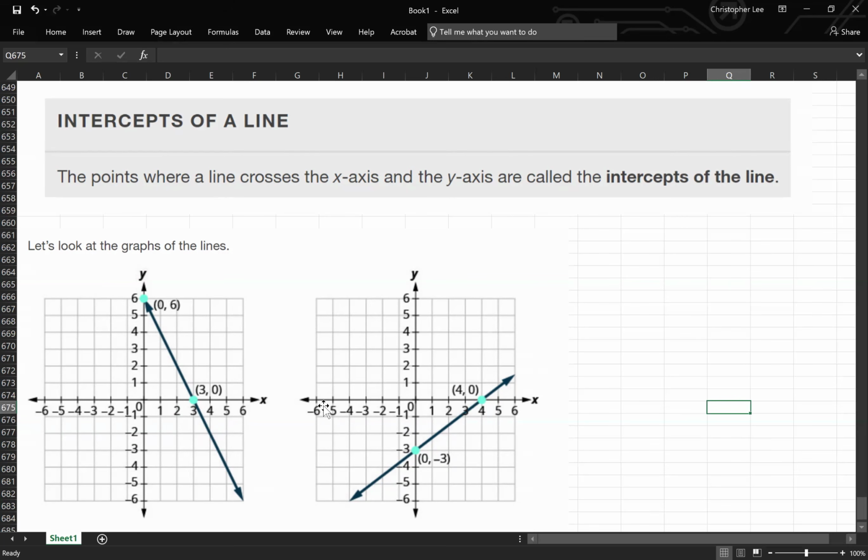Let's try it again. Looking at the second graph over here, you see where it says (0, 3)? That's crossing the y-axis, so that is a y-intercept. It's where the graph will cross the y-axis when x equals 0. You see over here this point (4, 0) in the second graph? That's your x-intercept. It's where the graph will cross the x-axis when y equals 0. Any questions on this so far? It's clear? All right.